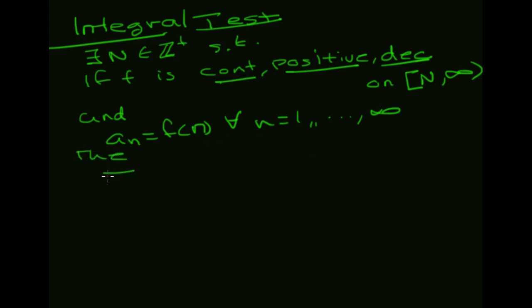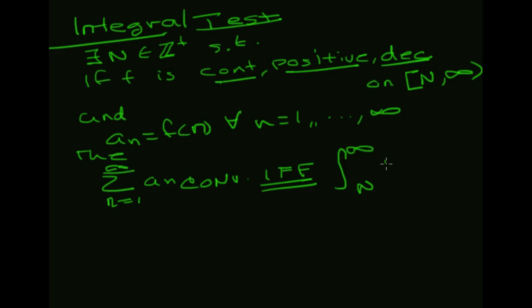Then the series n equals 1 to infinity of a sub n converges if and only if, so this goes both ways, the integral from big N to infinity of f of x dx is finite. So it has to be less than infinity. Another way of viewing this is that it converges itself. The integral converges if it's finite. So this is how we could look at this.